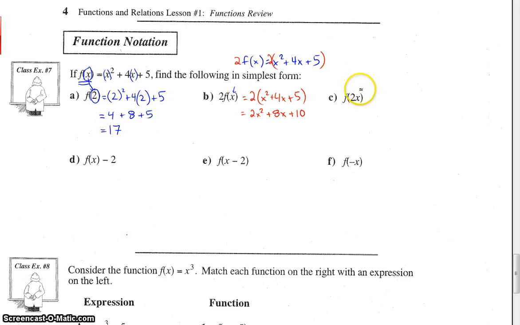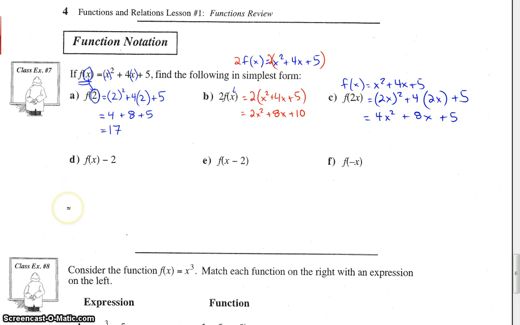f of 2x. So this time we're replacing x in our original function. So scoop the x out, put 2x in, and we square 2x. We've got to square the 2 as well, so we would have 4x squared plus 8x plus 5, and no like terms to collect, so we're done with that one. Okay, hopefully you got the same answer.